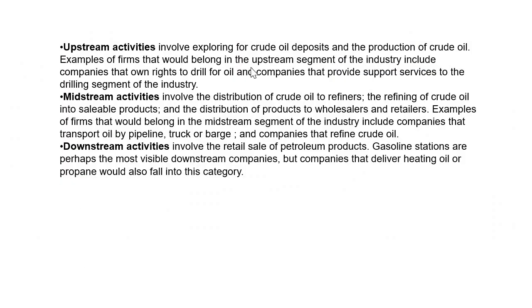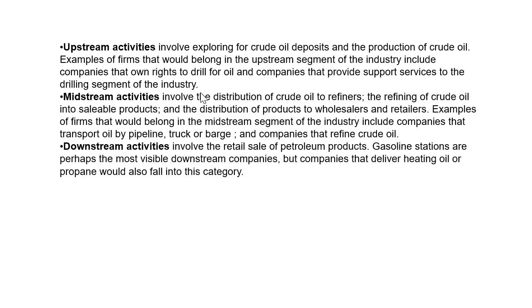Upstream activities involve exploring for crude oil deposits and the production of crude oil. Examples of firms that would belong in the upstream segment of the industry include companies that own rights to drill for oil and companies that provide support services to the drilling segment. Some industries get the right to drill and take out the oil, but not all industries get that right. Some industries have got the right from the government of that country to drill in the place and take out the oil.